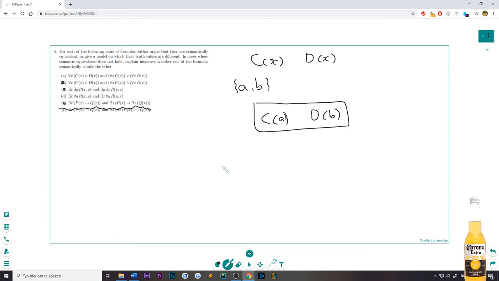Now, the second part of the question is asking whether or not one formula entails the other. And this formula here, the second one, entails the first one. Why? Because if all elements are C, then still for all elements they are either C or D. And if all elements are D, then still for all elements they are either C or D. I hope that makes sense. So that's how you would explain this.